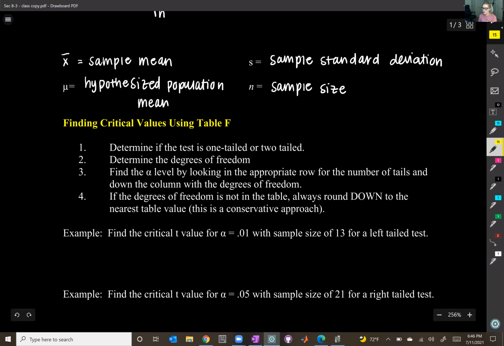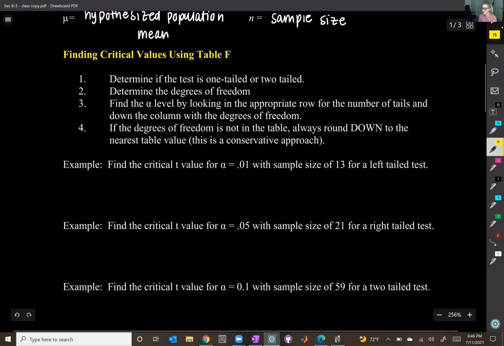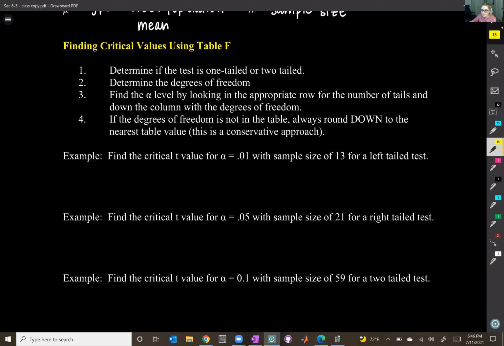Okay, so how to find your critical values. First you need to determine if the test is one-tailed or two-tailed. And then you're going to determine the degrees of freedom. Then you will find the alpha level by looking in the appropriate row for the number of tails and down the column with the degrees of freedom. That might sound kind of confusing, but I promise it's not.